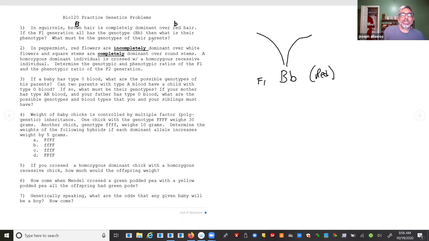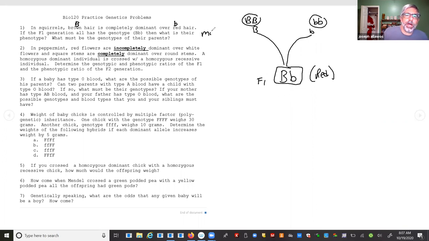But then it says, what must be the genotypes of their parents? Well, if they all have this same genotype, then what you would assume is that you're dealing with one parent that's homozygous dominant and one parent that's homozygous recessive. When you figure out the alleles, this one can only donate a big B and this one a little b. Now, as soon as a red-haired squirrel crops up, that would tell you this must be a little b. But if they're all this genotype, then you would assume we're probably dealing with a homozygous dominant and a homozygous recessive. So that one's pretty straightforward.